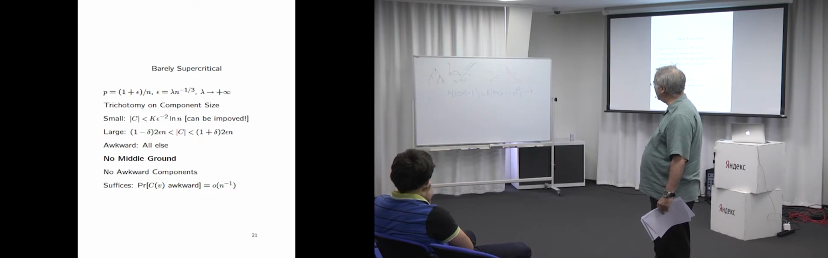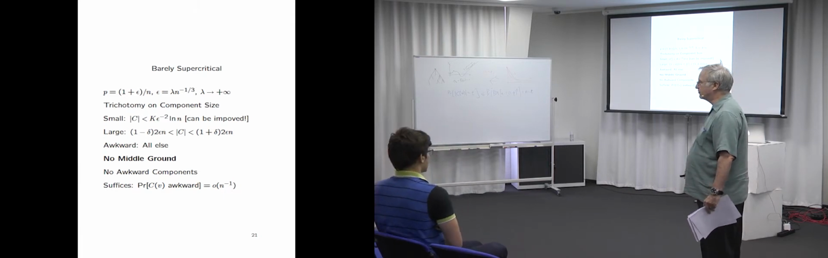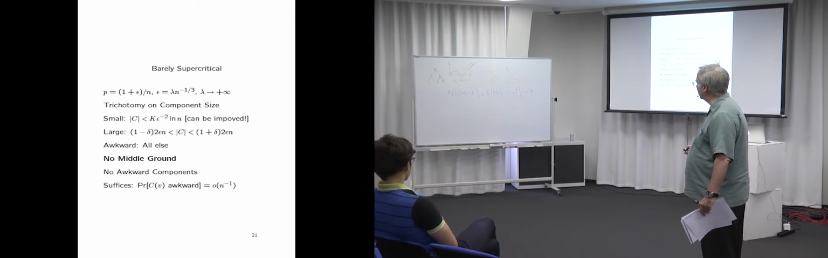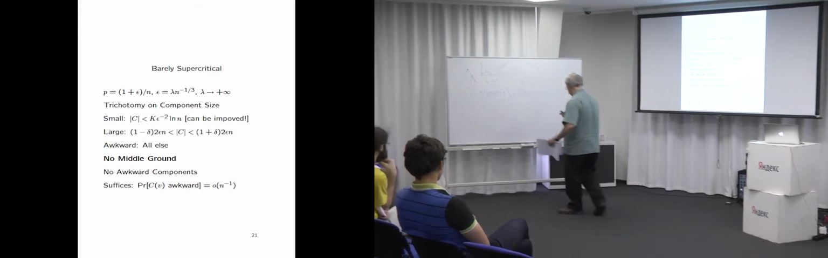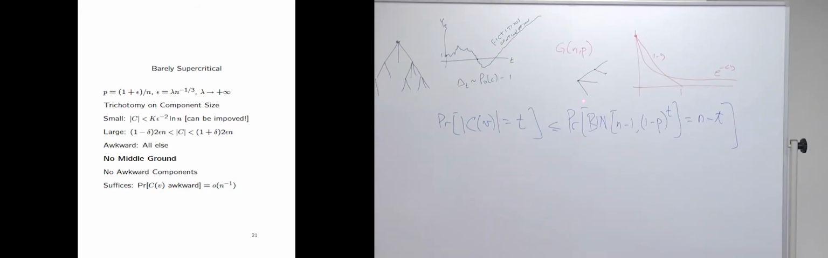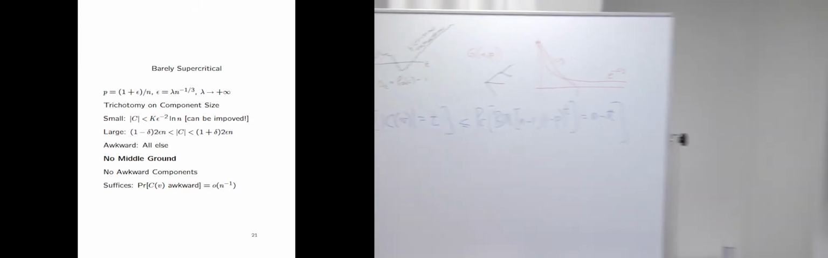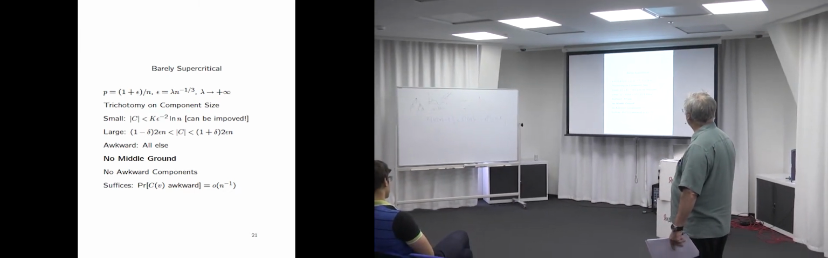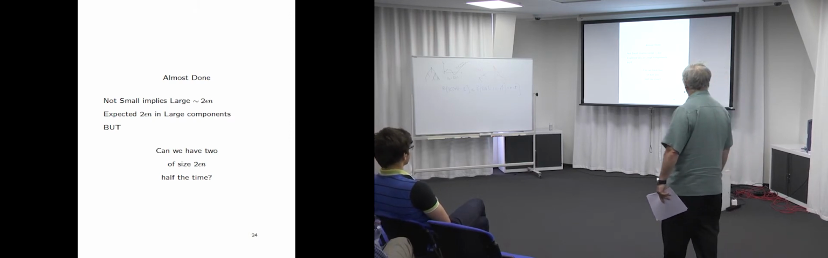So one gets this, and now one can do some analysis and show that unless t is really close to 0, or t is very close to 2 epsilon n, this probability is extremely small. You're taking a big binomial. The only time this probability isn't really small is if the expected value of the binomial is n minus t. And that turns out to occur at exactly 2 epsilon n. So there's some analysis there, and one shows that these awkward components, the middle ground, just simply don't occur.